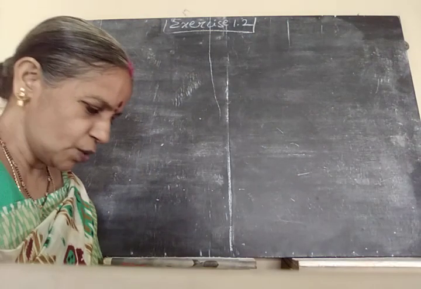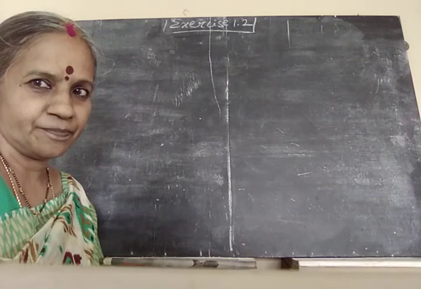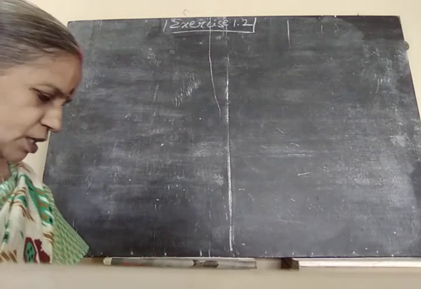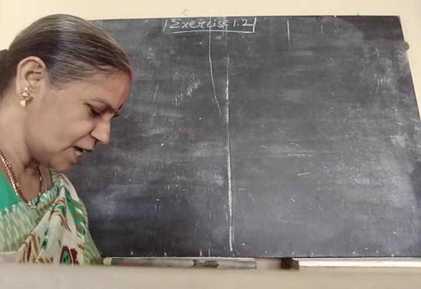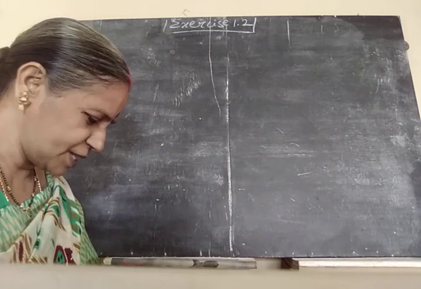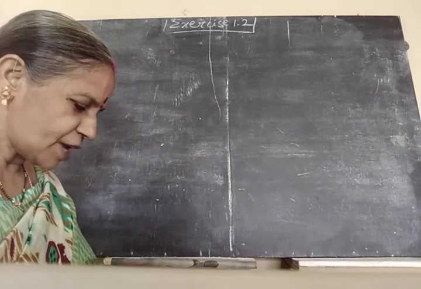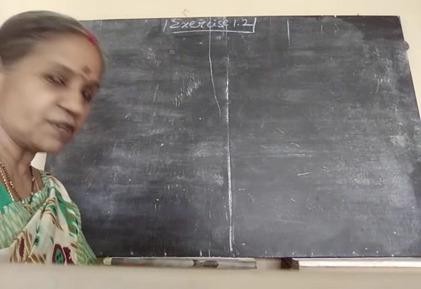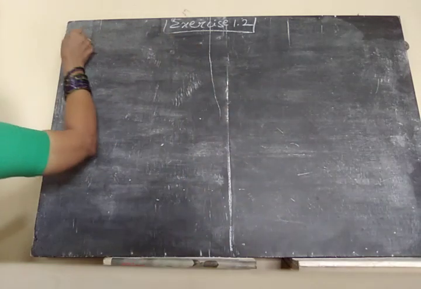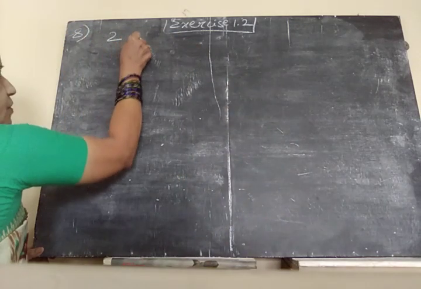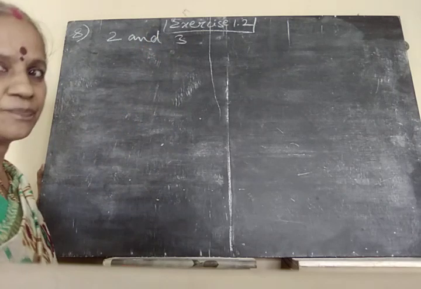locate the 7th question: locate root 10 on the number line. Okay. Keep that one aside. See the 8th question. Later I will explain that. 8th question: find at least 2 irrational numbers between 2 and 3. See, 8th question, 2 and 3. Between 2 and 3, irrational numbers.